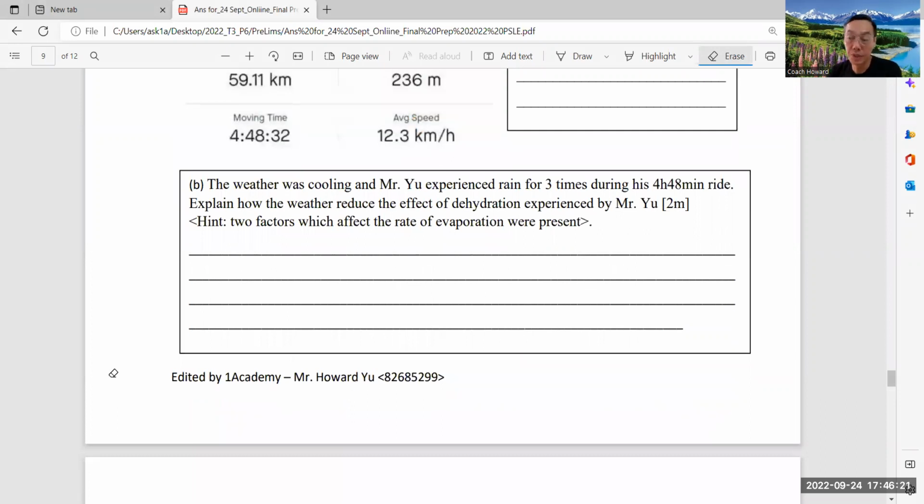As you know, the rate of evaporation is affected by 4 factors, right? So what are the 4 factors, if you can recall? Number 1 is temperature. Secondly is presence of wind. Thirdly, humidity and exposed surface area. So this is the answer which I like to share with you.